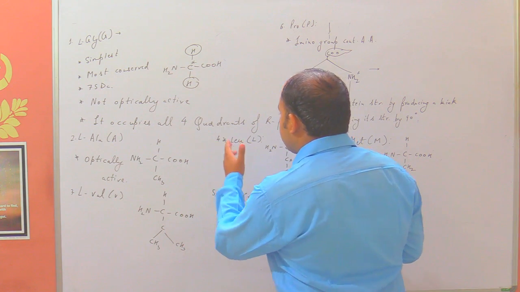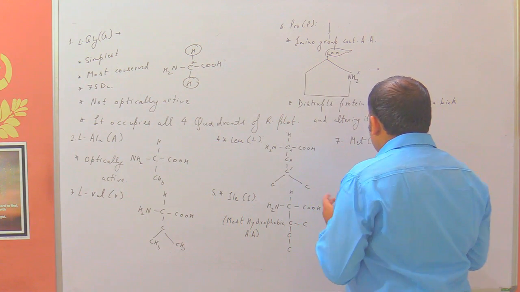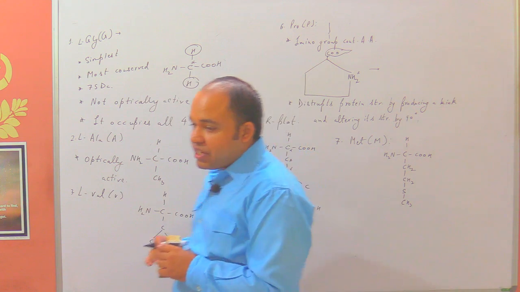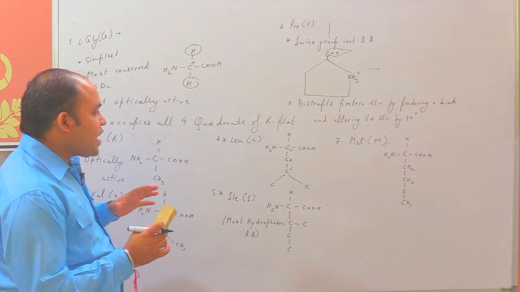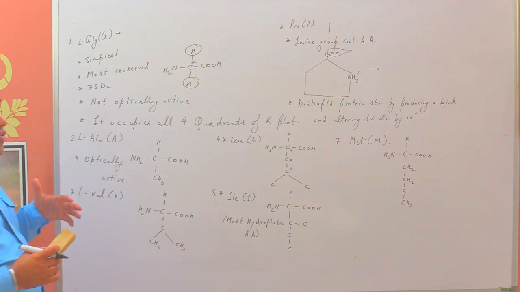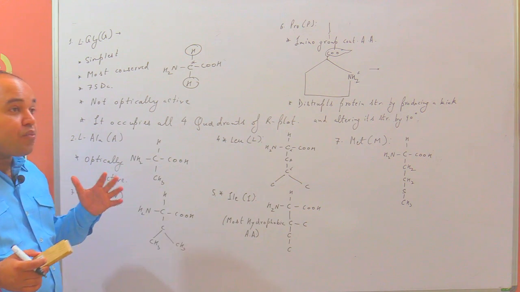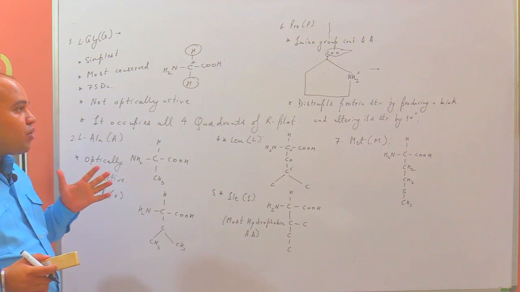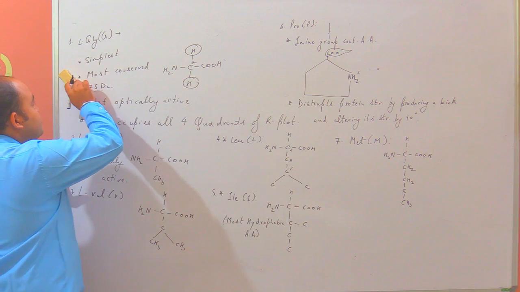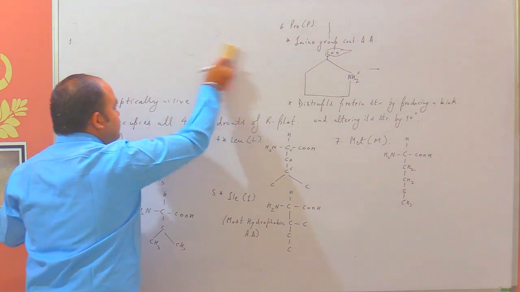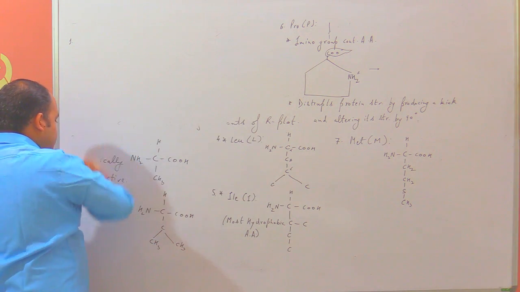Glycine, valine, leucine, isoleucine, proline, methionine. Now the other amino acid is cysteine. Cysteine is an amino acid which has a free thiol group. That is why it has been classified into the polar uncharged amino acids. We are talking about cysteine now. See this, just rubbing these out.